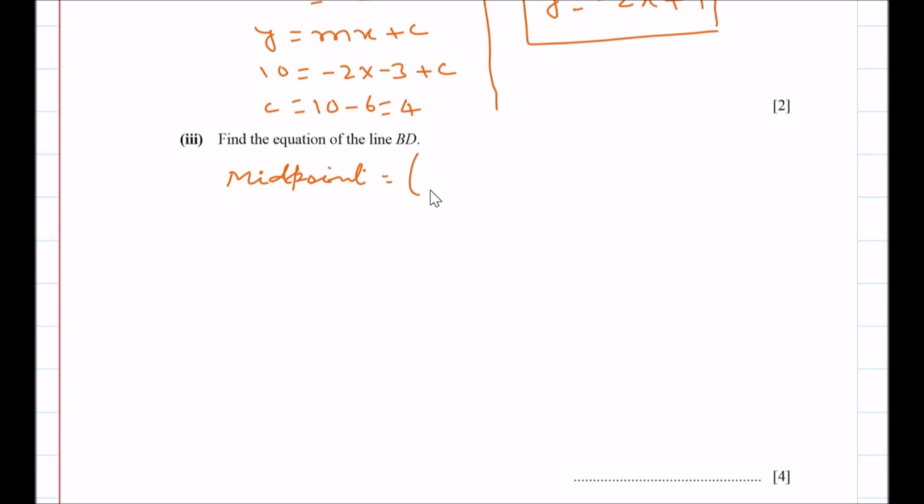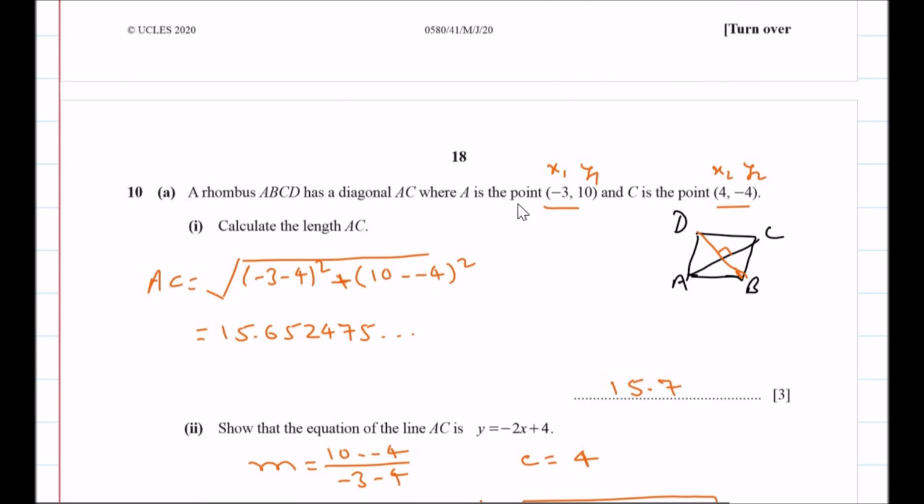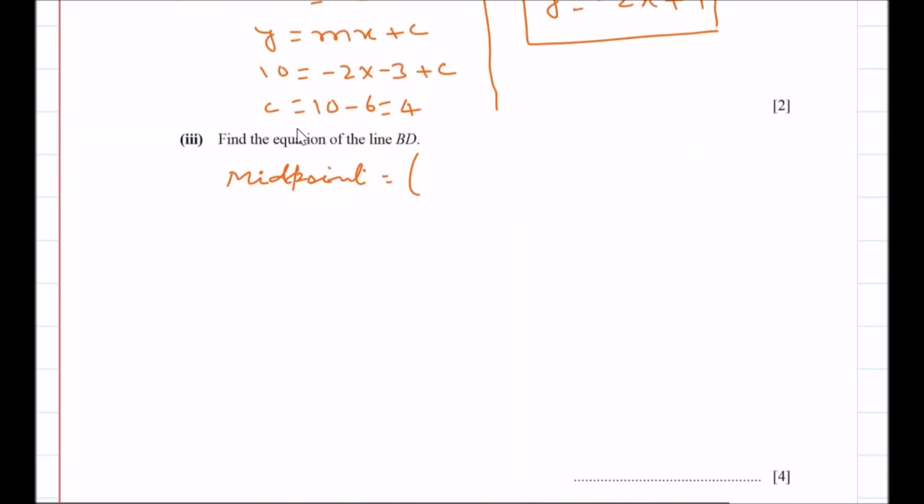Midpoint formula is (x1 plus x2) divided by 2, that means (minus 3 plus 4) divided by 2, comma (10 plus minus 4) divided by 2, that is (y1 plus y2) divided by 2, right? And if you simplify this, we get 1 by 2 comma 3. So this is the midpoint.